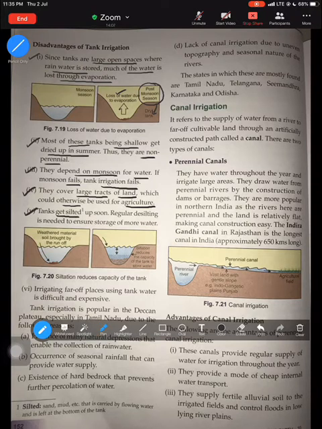Next, tank gets silted. Now, what do you mean by silted? It's given here in textbook. Silt means sand, mud, etc. that is carried by flowing water and is left at the bottom of the tank. So, siltation is very common in tank because you're just directly collecting rainwater.